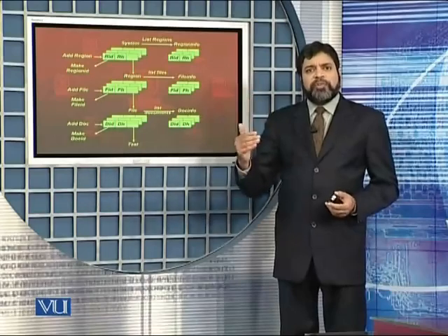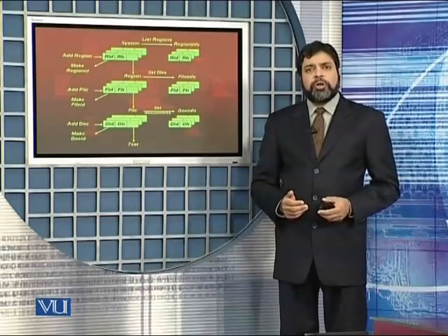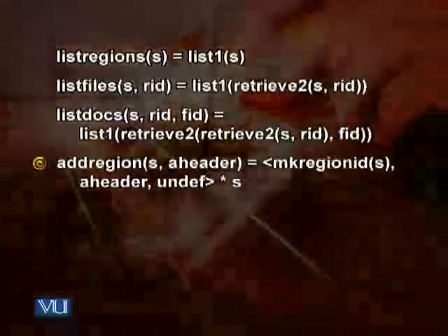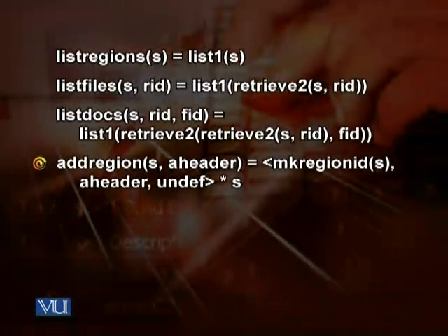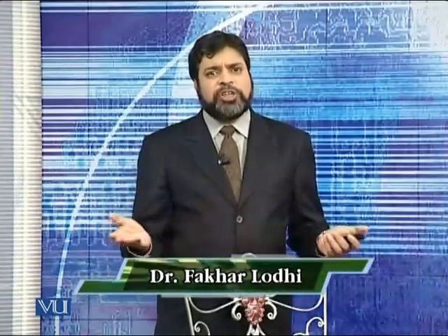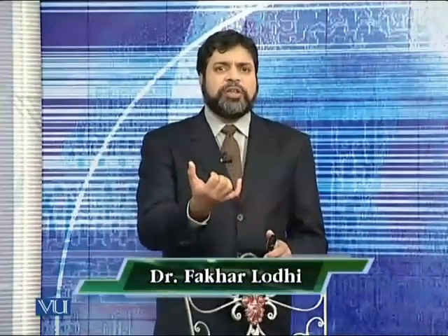Okay, so once again, number of levels, but the specification is very, very similar to what we saw earlier on. Now we have the add region. Add region S, A header is equal to the tuple, which is make region ID S, A header, undef star S. So in this particular case, we apply the constructor function for the bimap, and the tuple is a region ID, region header, and there is an undefined component because the link to the files for that new region is not there. There are no files to be added, but we create this tuple and add it to our system, and we will have a new region added to our system.